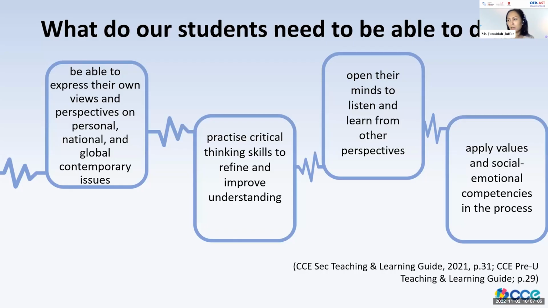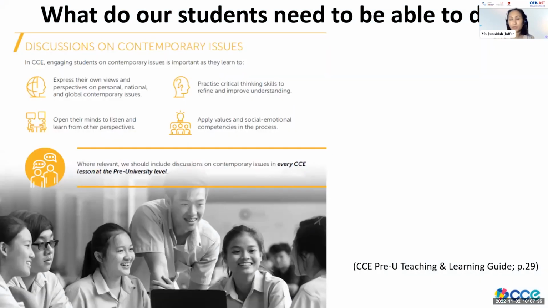So what do we want our students to be able to do? In preparing for the world they will be living in, our students will need to be able to express their own views and perspectives on various issues, practice critical thinking, open their minds and listen to other perspectives, as well as apply values and social-emotional competencies in the process. So just sharing here how a page from our pre-university teaching and learning guide looks like, with the key pointers on contemporary issues that will guide our educators.